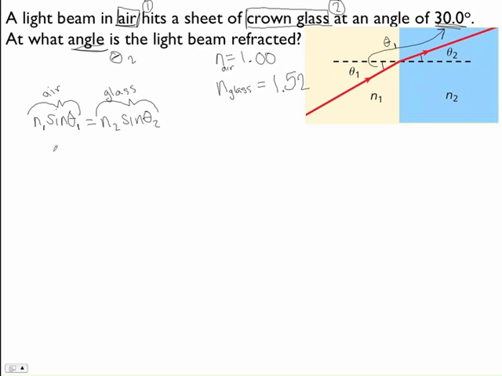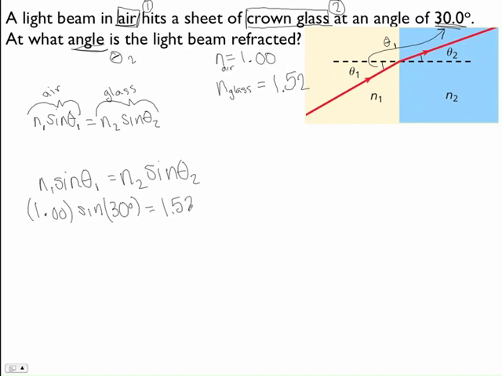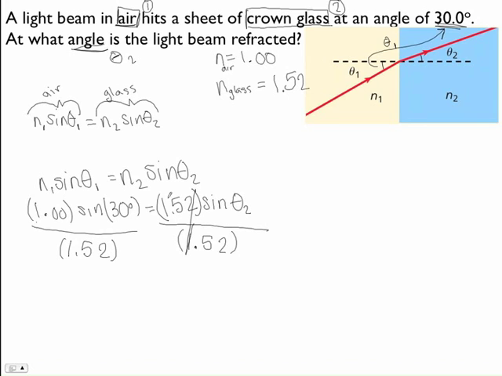Okay, so I'm just going to go ahead and write my formula again. Okay, and I'm going to plug in my numbers. I have 1 times sine of 30 equals 1.52 times the sine of theta 2. Okay, now I'm going to go ahead and get this 1.52 and put it on the other side. You are more than welcome to solve it with letters first. I just decided to put the numbers in first this time. These two will cross out.